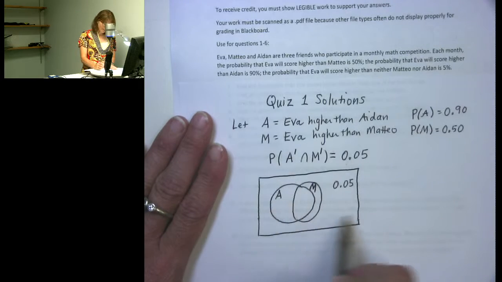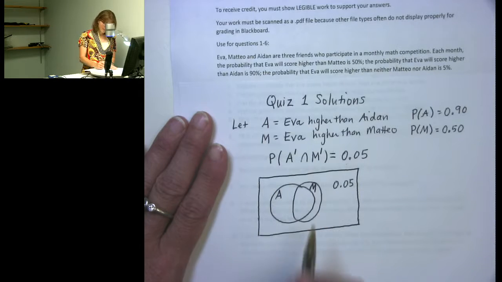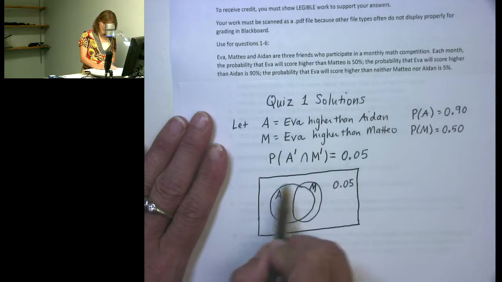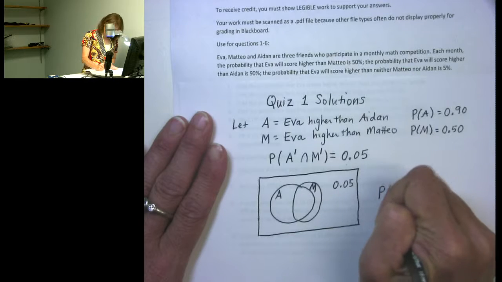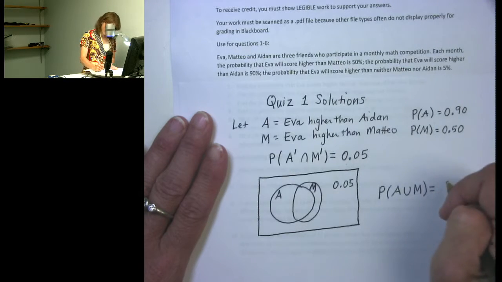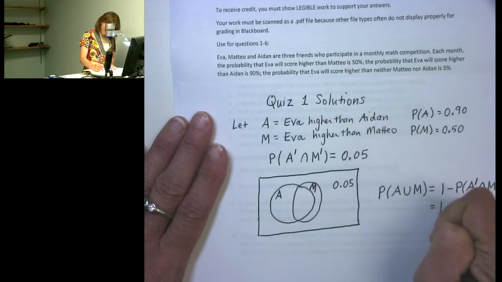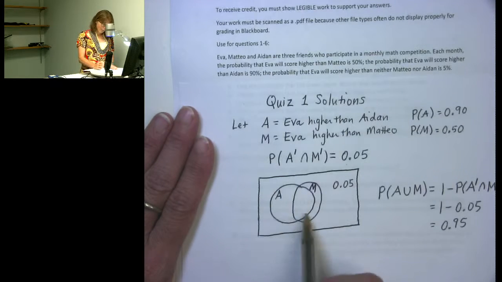Now, since the total probability of this entire outcome space has to add up to 1, I know that the probability of this part has to be 0.95. And this is either beating Aiden or beating Mateo, or both. So that's the union. So the probability of A union M, beating Aiden or Mateo, this is the complement, remember, of beating neither Aiden nor Mateo. Is 0.95. So I've got 0.95 in this whole piece.